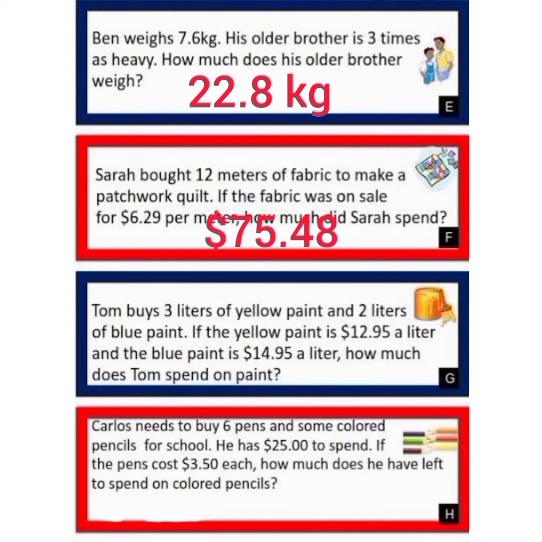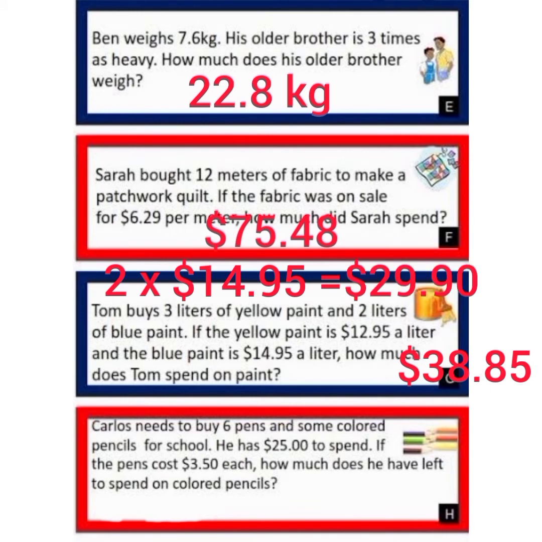So first of all, we've got to figure out how much he spent for the yellow paint. So he bought 3 liters of yellow paint at $12.95 a liter. If he spent that amount per liter, the total amount he would have spent would be $38.85 for the yellow paint. We're going to do the same thing for the blue paint. We're just going to multiply it as well. We're going to take the 2 liters and multiply it by $14.95 a liter, and we get a total of $29.90.